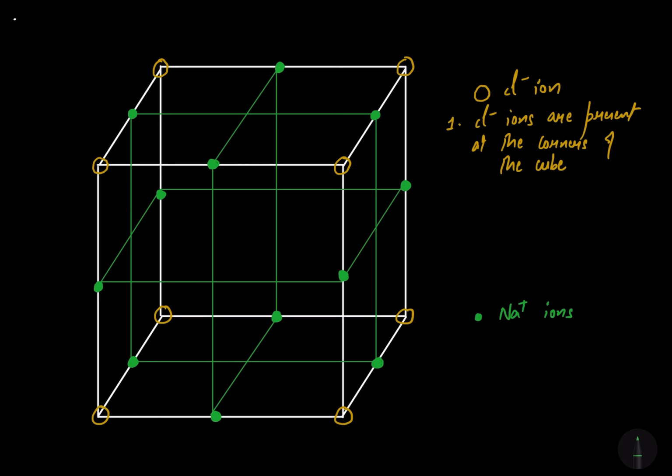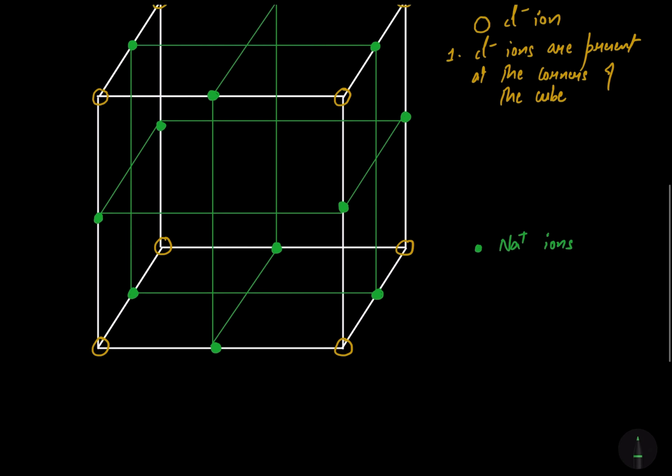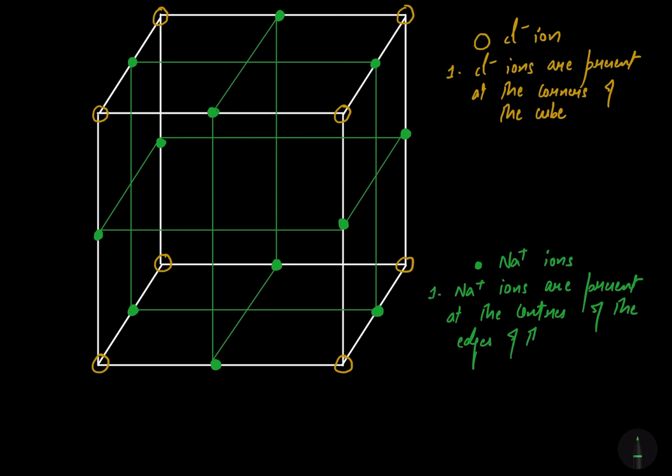Now let's come back again to chloride ions. We have more number of chloride ions. Let me write this thing first. Sodium ions, the very first position of sodium ions: Na positive ions are present at the centers of the edges of the cube.